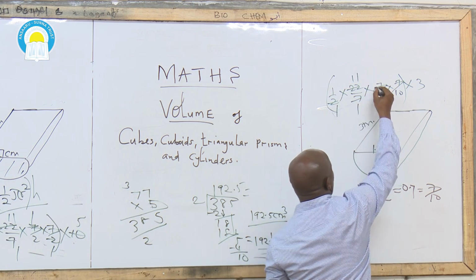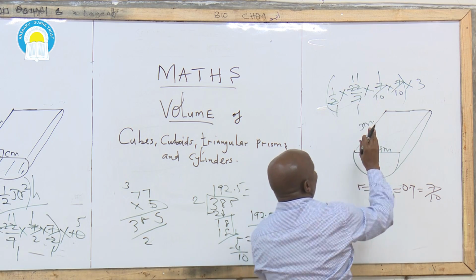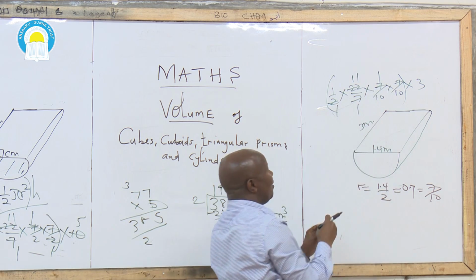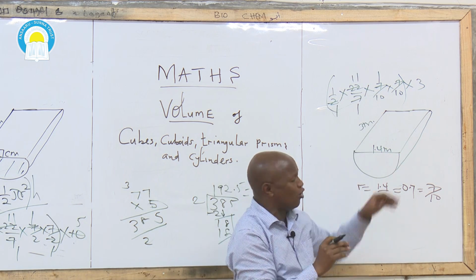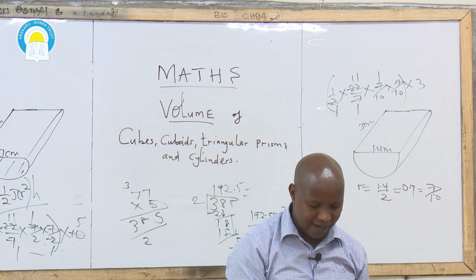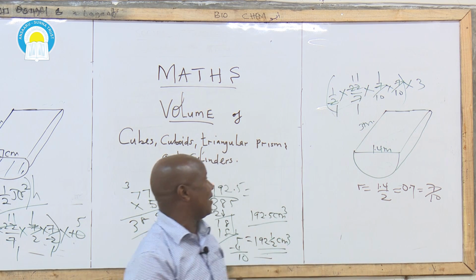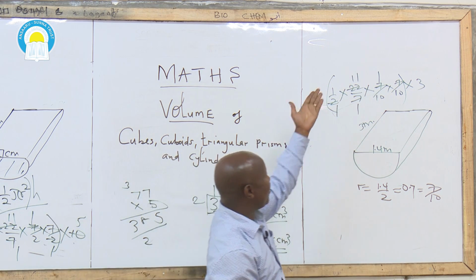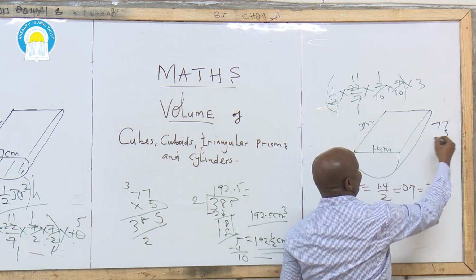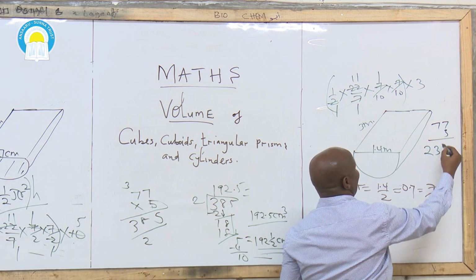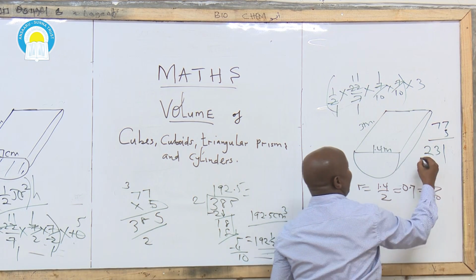By 7, 1, we get 1. Then we have now 11 times 7 divided by 100. This 100, once you see zeros in the denominators, don't divide them. You'll put the decimal place later on. So we have 11 times 7, which is 77. Then we have 77 multiplied by 3, which is 231. Then you divide by 100.